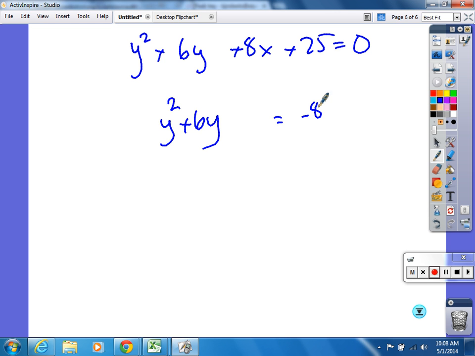Equals -8x minus 25. Anybody have a question on that? Okay, so what fits the box that completes the square? Does everybody understand 9? This is your understanding. So once again, why is it 9?